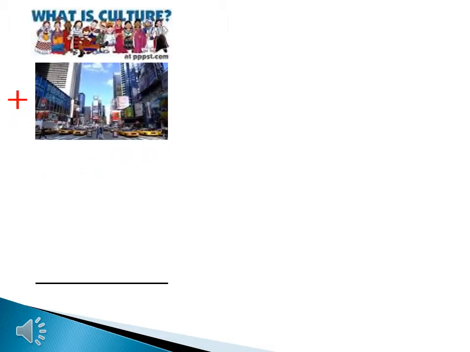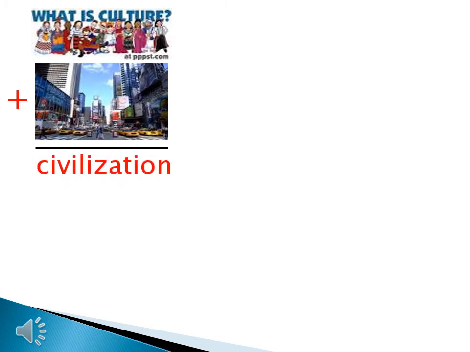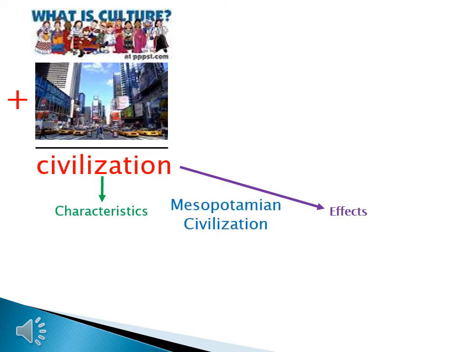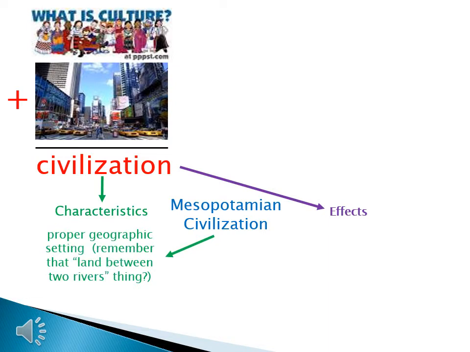Welcome to World History 1 Lecture 2.3 on the effects of Mesopotamian civilization, and once again, let's step back for a second and see what we've learned. We learned that culture plus an urban environment equals civilization. That's pretty deep stuff. And then we went deeper and said civilizations have characteristics, things that make a civilization what it is, and effects, things that happen because a civilization developed. And then we said, hey, let's give you an example. Let's look at Mesopotamia, the first civilizations, Sumer and Babylon, and let's look at their characteristics. And the characteristic we focused on was a proper geographic setting. Remember that land between the two rivers thing?